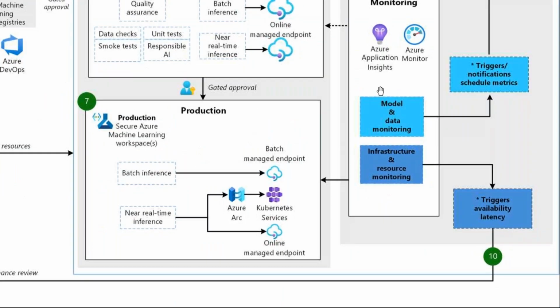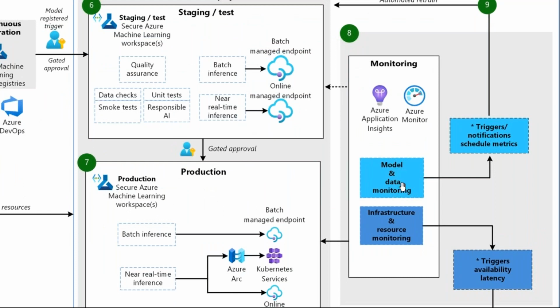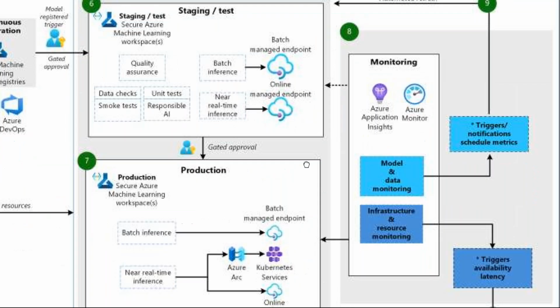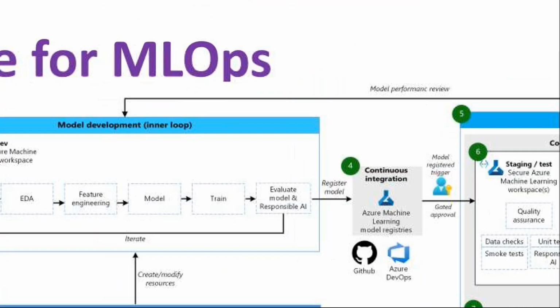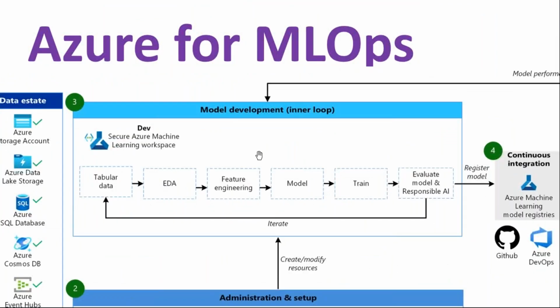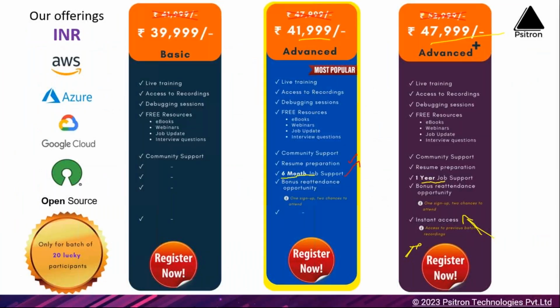Or when it comes to monitoring, we want to monitor data. You can see model and data monitoring, infrastructure monitoring. I need to use other monitoring tools like Azure Application Insights or Azure Monitor to monitor everything that I've deployed as part of this infrastructure, and trigger notifications. If my data drift happened, I need to send a notification back to my team, and this is where the loop runs again. This is the loop where the models will be trained automatically. So this is the MLOps version 2 architecture that I'm showing, which other organizations are currently implementing.